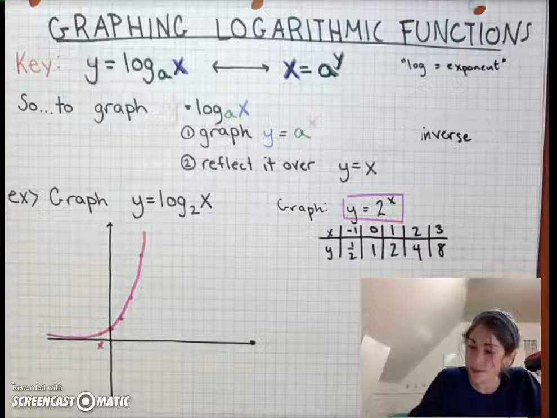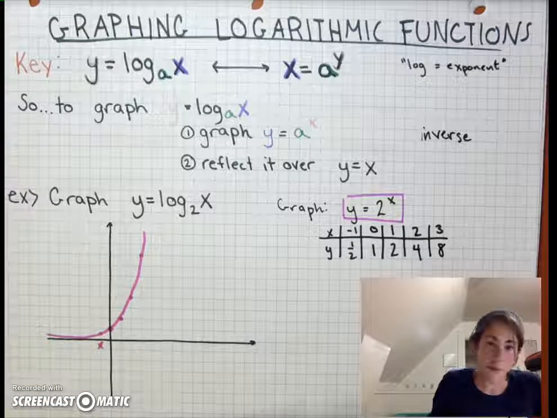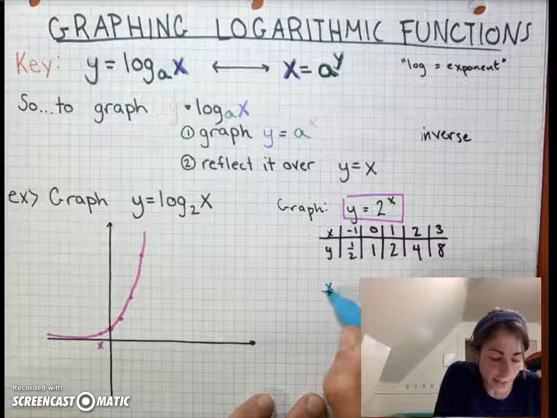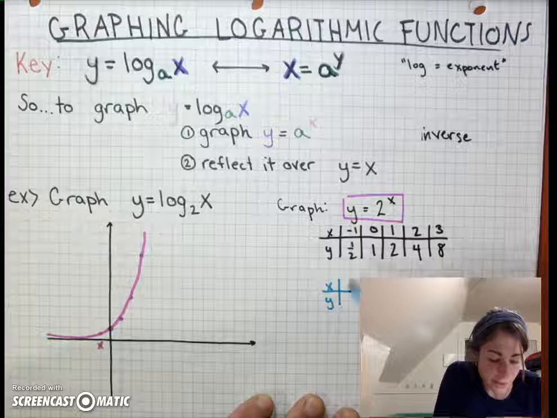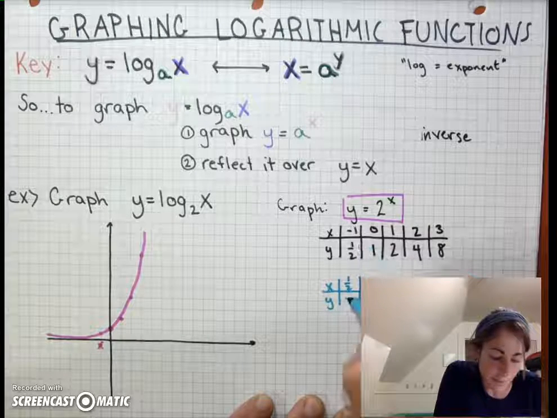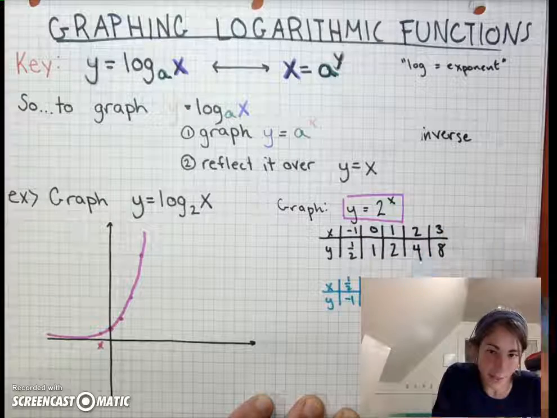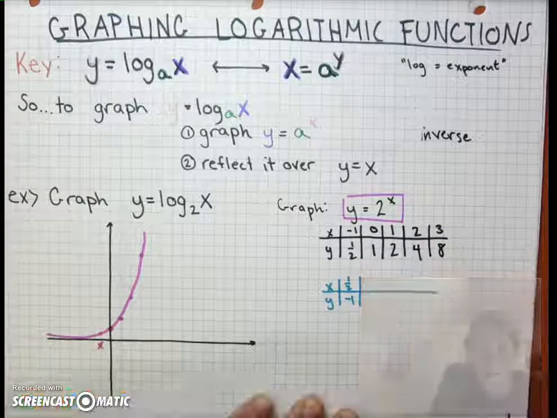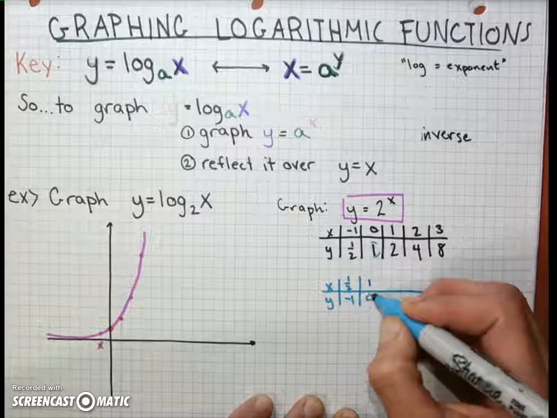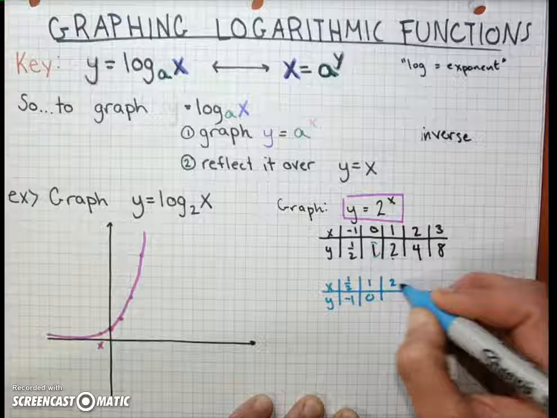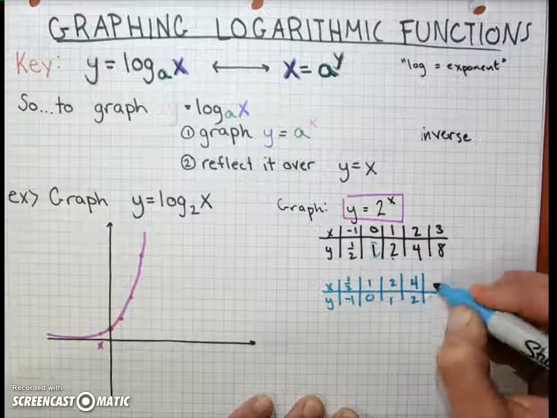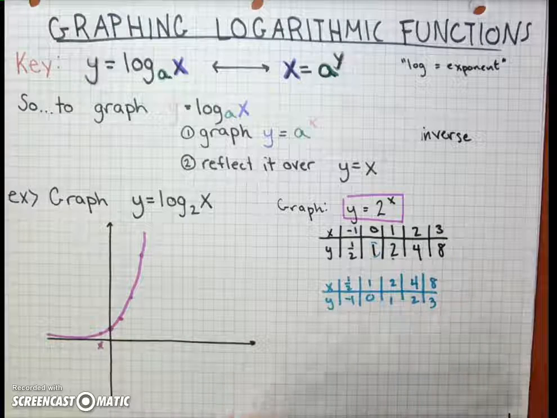So now to graph the inverse, you'll remember from our unit on inverse functions, when I switch the y and the x, I basically just use the opposite function table. So when I plug in a half, my output should be -1. I'm switching the y and the x. When I plug in 1, my output is 0. When I plug in 2, my output is 1. When I plug in 4, my output is 2. When I plug in 8, my output is 3.